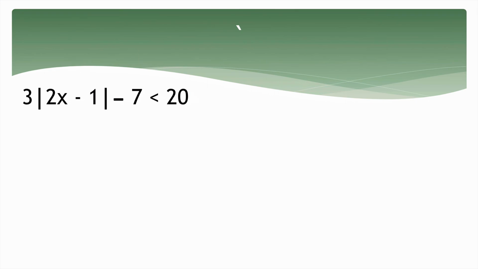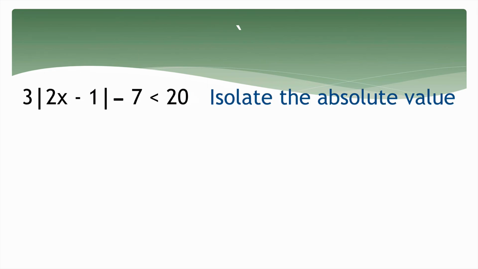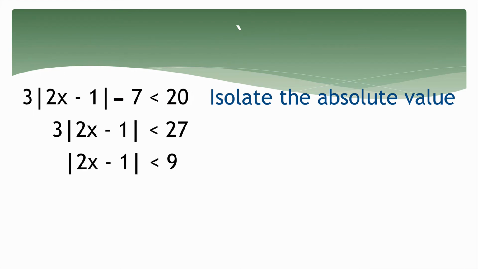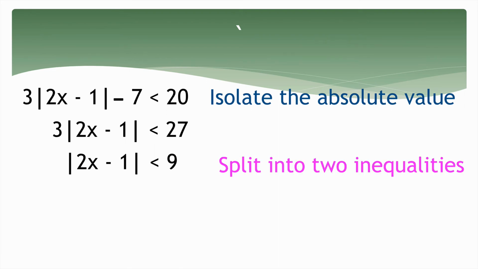Let's look at a little more complicated one. Again, remember we talked about first isolating the absolute value. So I'm going to do that. Now I split it into two inequalities without the absolute value. I split it into the side where the value inside the absolute value is a positive, and where the value inside the absolute value is a negative, and solve.